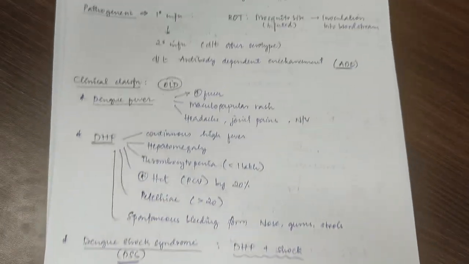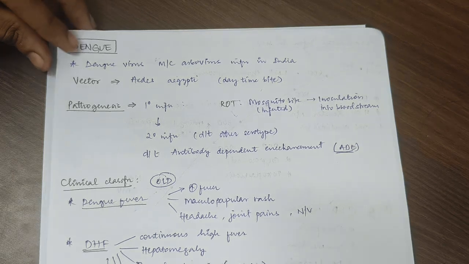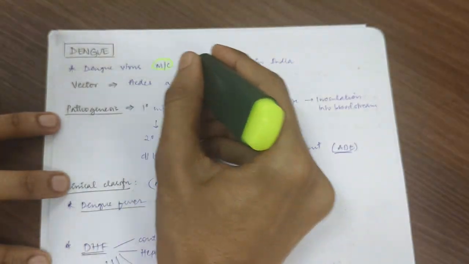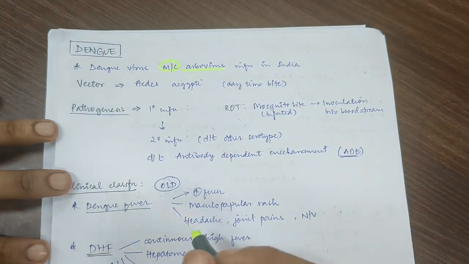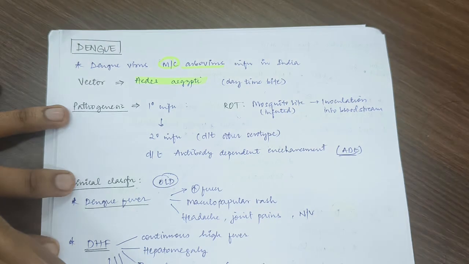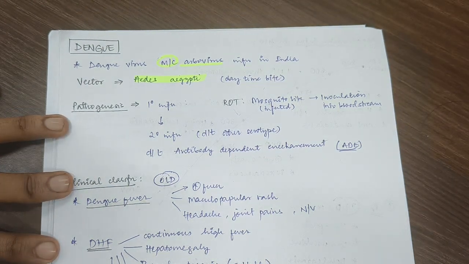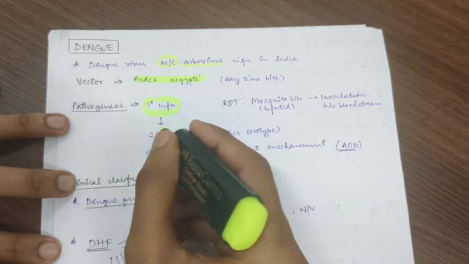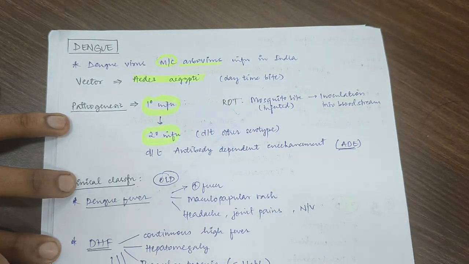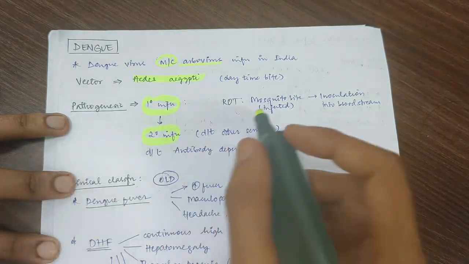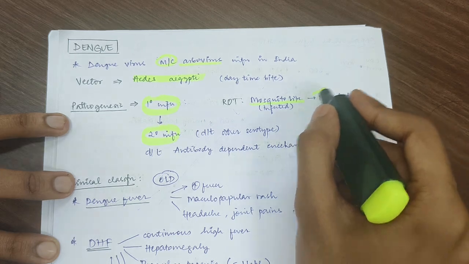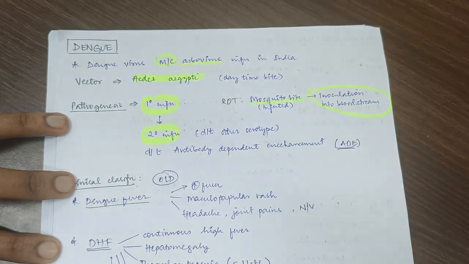Coming to the next disease, that is dengue, okay. Dengue is the most common arbovirus infection in India. What is the vector here? Aedes aegypti, usually a daytime bite of Aedes aegypti. Pathogenesis: firstly it will cause primary infection, then it will cause secondary infection, okay. Route of transmission is the bite of an infected mosquito, with inoculation into the bloodstream.